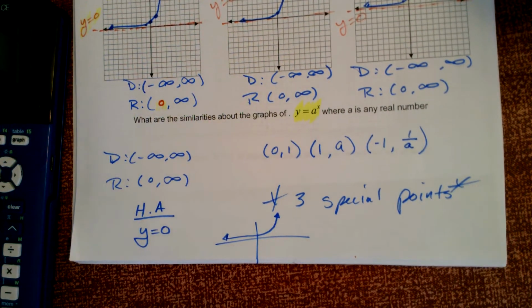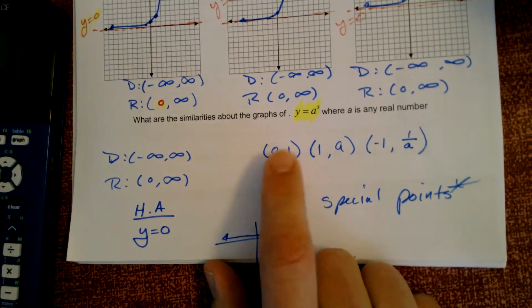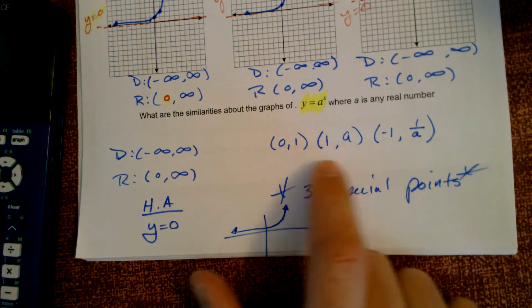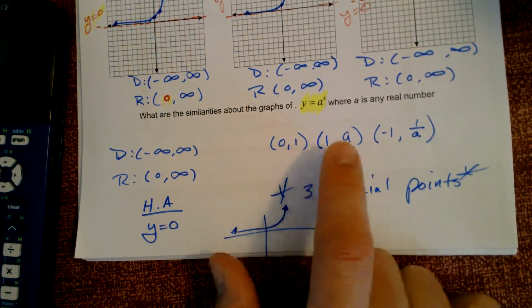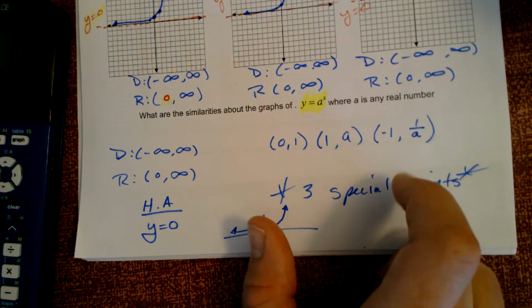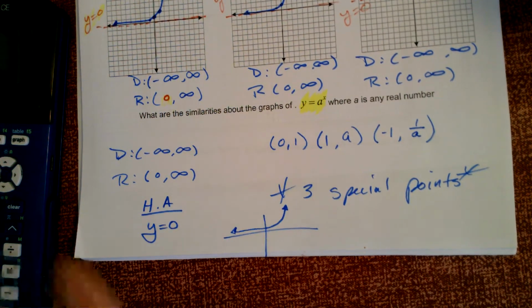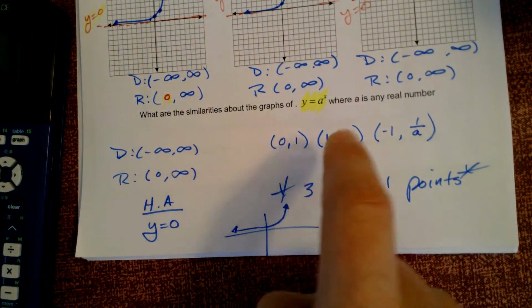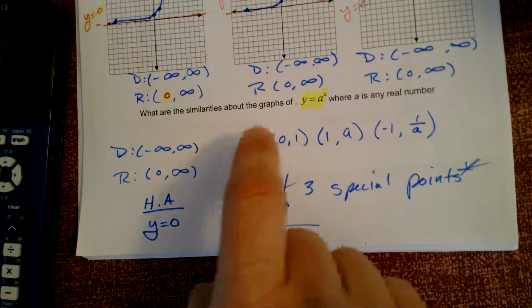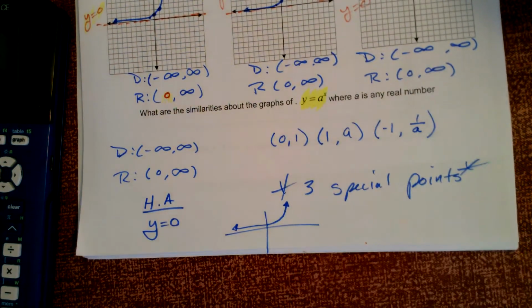When we're learning this in real life, I actually use a little chant to help you memorize these. The chant goes (0, 1), (1, a), (-1, 1/a). It's fun to say, huh? (0, 1), (1, a), (-1, 1/a).